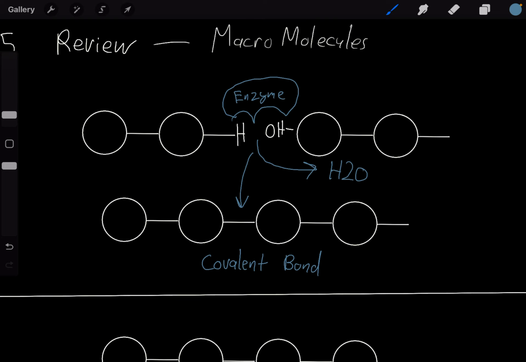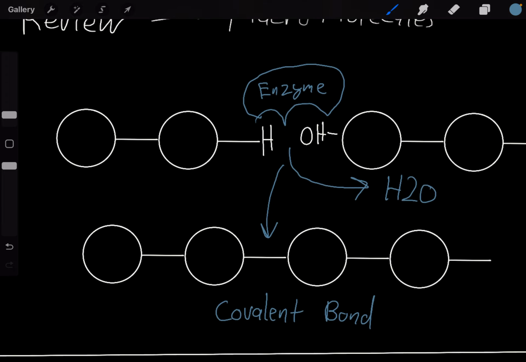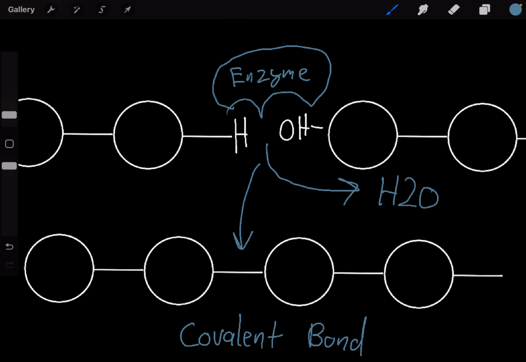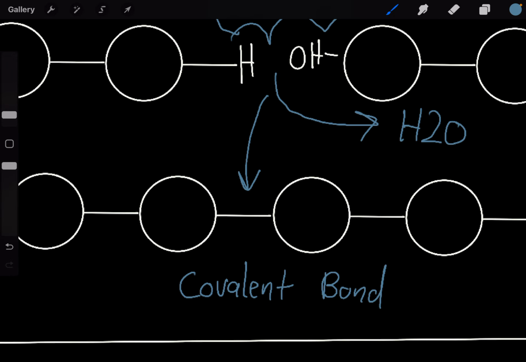It basically takes two monomers, or as right here, it's the whole way of creating a monomer to polymer, or just extending onto a polymer. It uses an enzyme, it takes out water, and it forms a covalent bond by forcing them to bond.